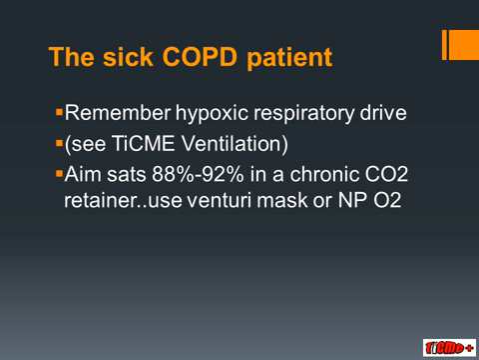In a chronic CO2 retainer, you should usually only aim for SATs of 88 to 92%, or their usual saturations, and you need to use a Venturi mask or nasal prong oxygen to achieve this.